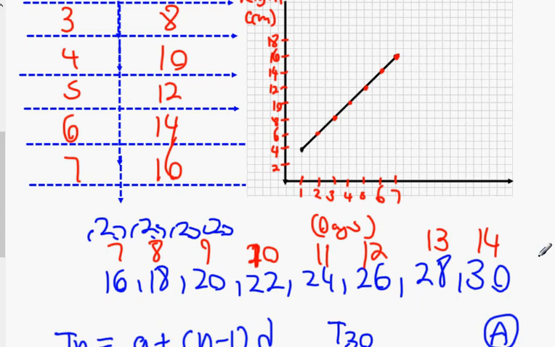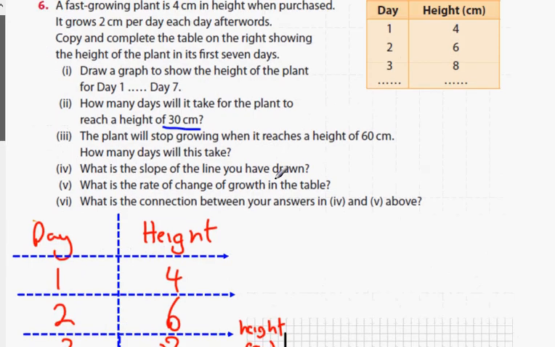What happens if it wasn't 30 centimeters? What happens if it was something like 100 centimeters? Would we be able to count up that far without a big loss in time? No. Okay. Next one.